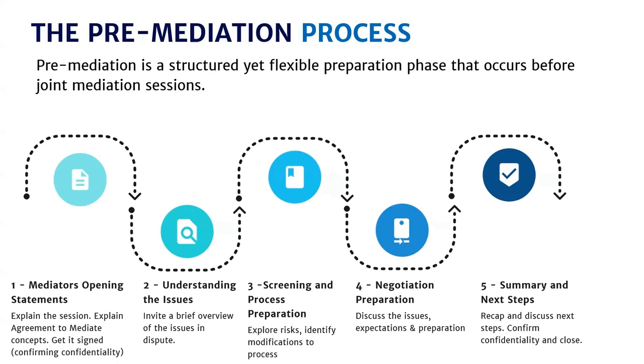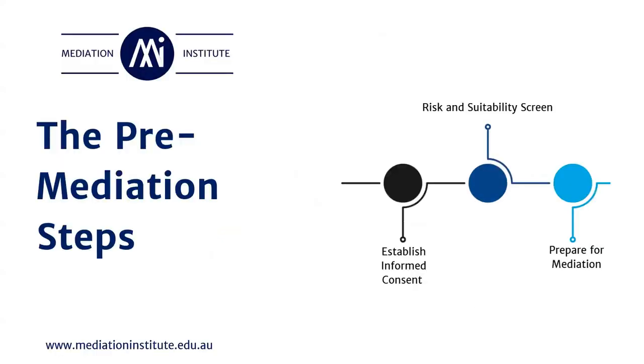A bit like when you're doing the parties' opening statements. You're asking enough to get an understanding of the context, the issues, but not going too deep. Then the next step is to try and get a feel for, is it appropriate? You've got some context, exploring risks, identifying what are some possible issues that might arise, explaining to the parties what the mediation process would look like, checking with them if there's any modifications that might need to be done.